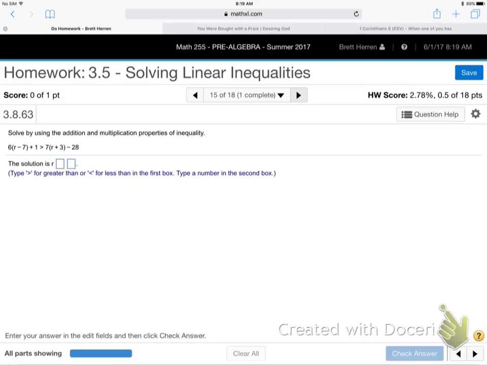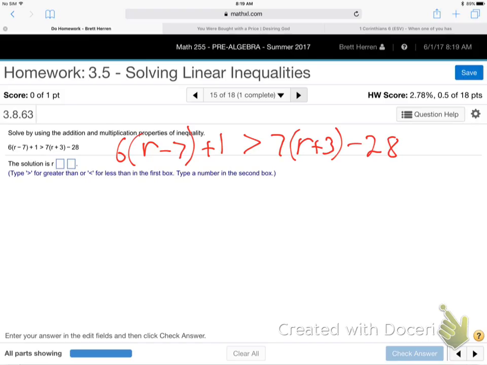So parentheses, we're just going to multiply through right away. Let's see what we got here. 6(r minus 7) plus 1 greater than 7(r plus 3) minus 28. There's the wall. All right, go to it. Try that one. So multiply through those parentheses. First off, distribute through those parentheses, right?